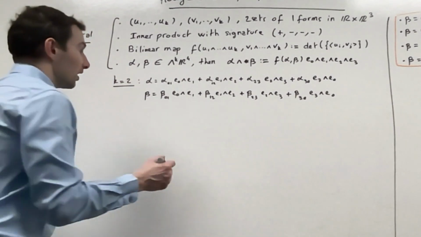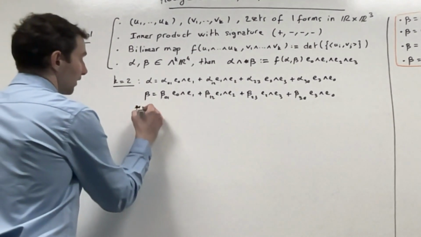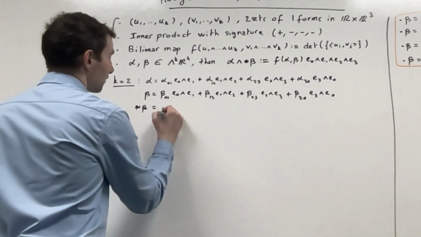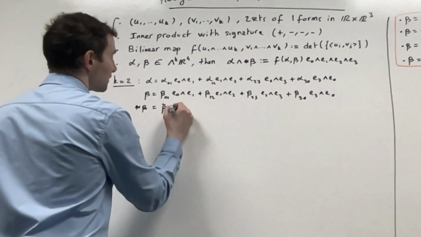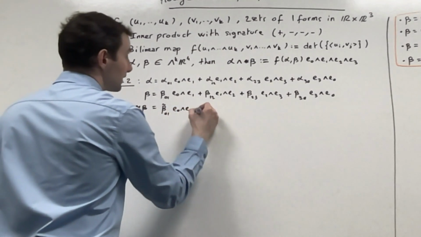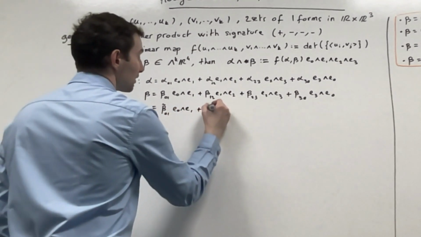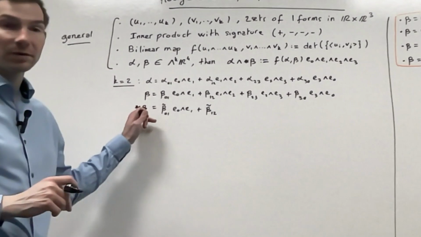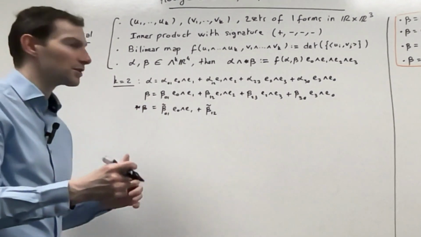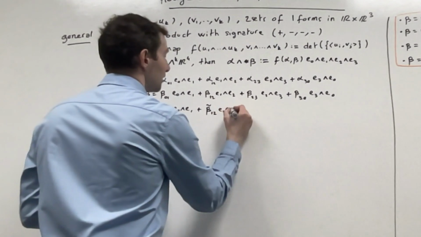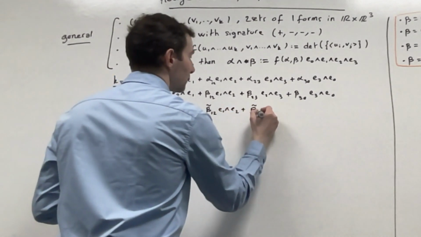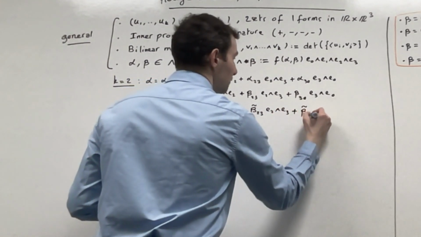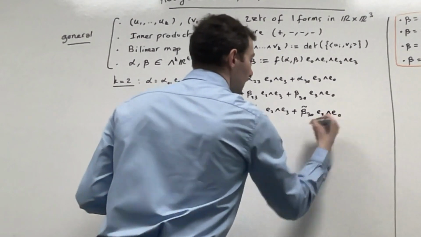Next, star beta is also a 2 form, so it's going to have the components beta tilde 0, 1, E0, E1. It's quite easy, because I just need to reproduce the same thing, but with tilde, which is the name I give to the components of star beta, otherwise it's a bit too cumbersome. Then E1, E2, plus beta tilde 2, 3, E2, E3, and then beta tilde 3, 0, E3, E0.